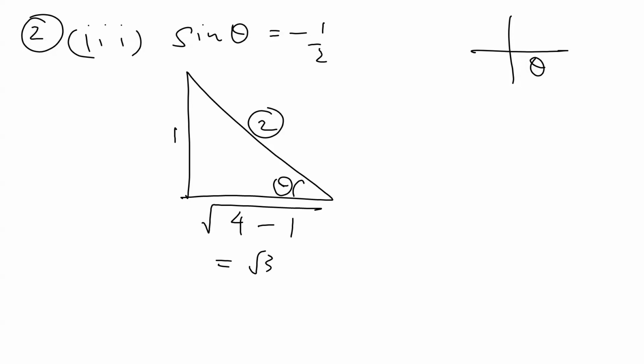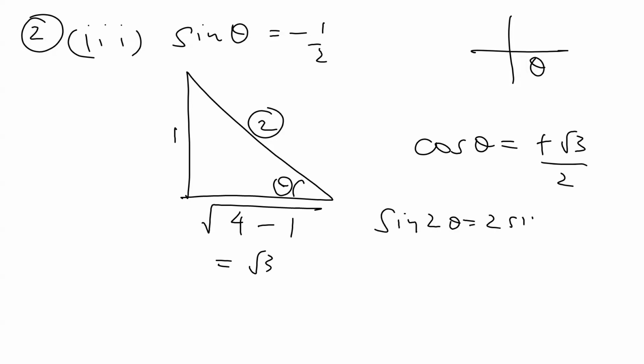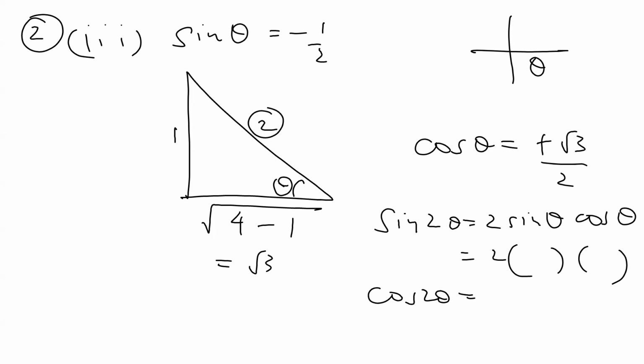The adjacent side to theta. So cos theta is equal to plus root 3 by 2 because theta is in the fourth quadrant. Right. So now sin 2 theta, 2 sin theta cos theta. You can put the values. Cos 2 theta, there are 4 formulae. You can use any one of the formulae. So I'll use cos square theta minus sin square theta.